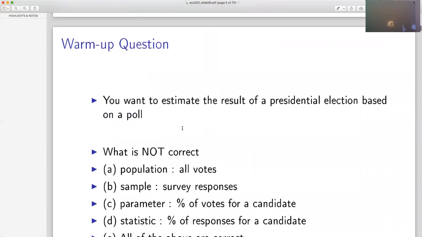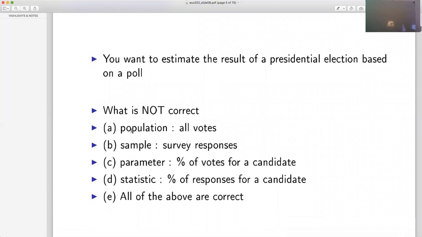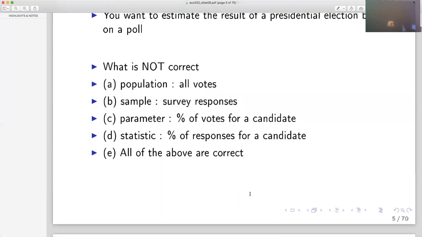One more question: you want to estimate the result of a presidential election based on a poll. What is not correct? Take a look at that and let me know. You might want to pause and just answer it.